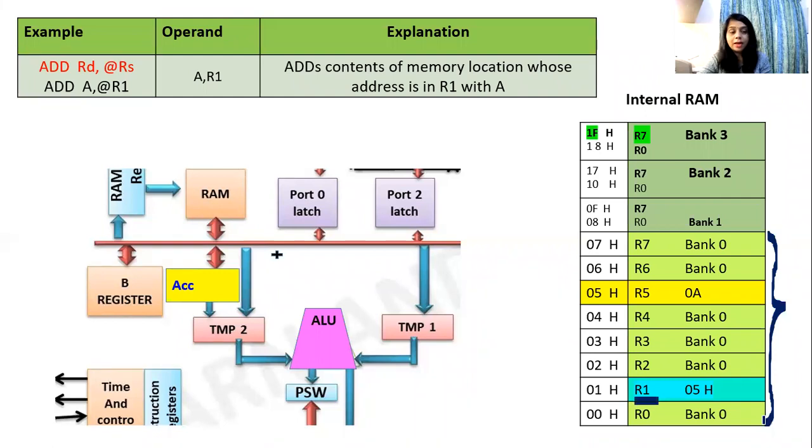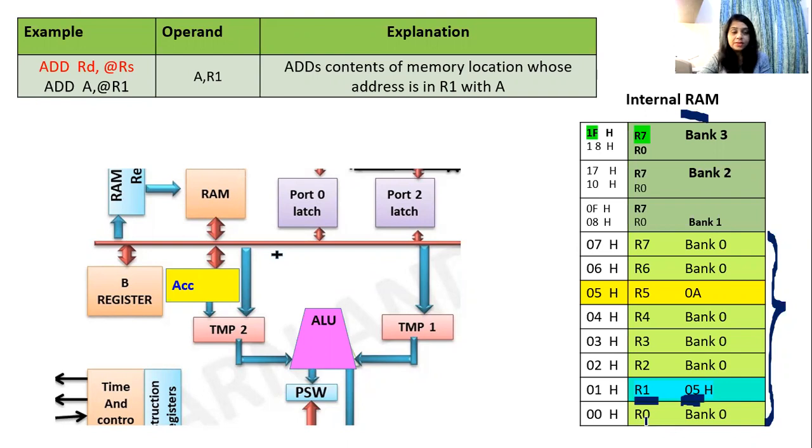We are considering bank 0. That means the R1 register of bank 0. What does the R1 register hold? Say suppose it holds 05. That means the R1 register is holding the address of an internal RAM location. For this instruction, R1 holds the address of this internal RAM location.